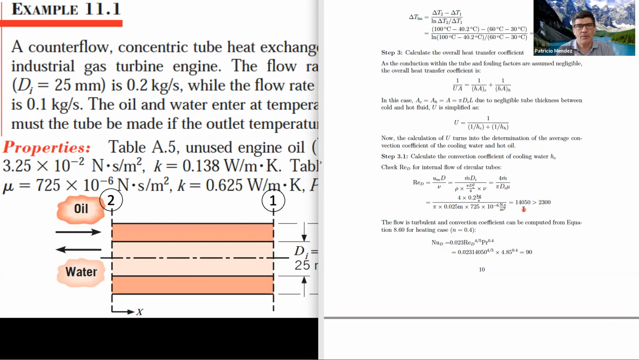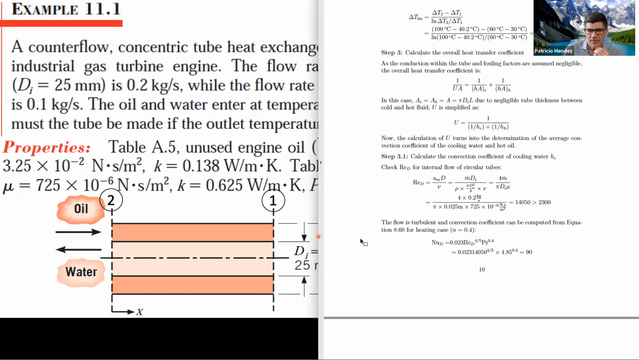The critical Reynolds number for turbulence was 2,300. This is turbulent. And guess what? This is awesome because that's what you want in heat exchangers, a high rate of heat exchange.